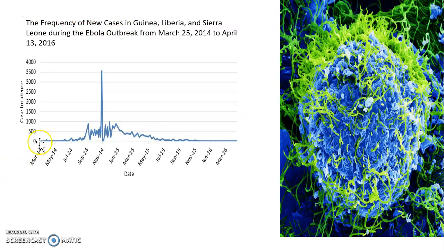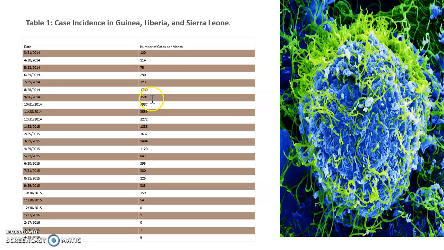Over here, it gives us an overview of a chart. The frequency of cases that occurred in these regions, Guinea, Liberia, and Sierra Leone, when it actually broke out in 2014 to April 13, 2016. You can see that during the months between September 2014 to, I think, somewhere maybe end of 2014, you can see those high spikes in the cases, with the highest occurring in November 2014 with 3,500 cases. If you look at the table here, the table gives you a very good picture of what actually transpired in terms of numbers.